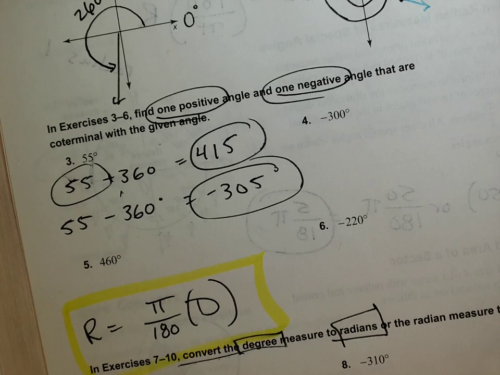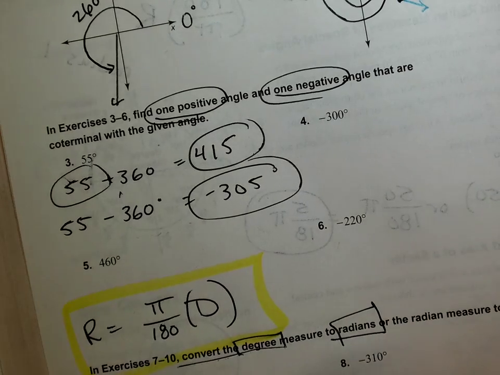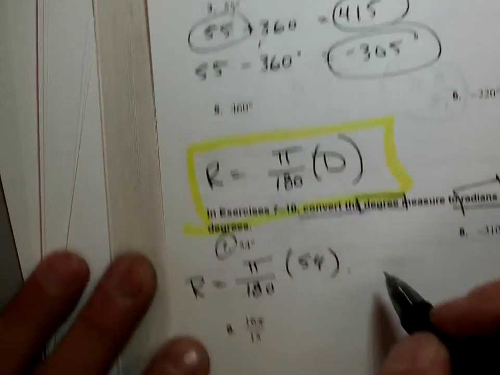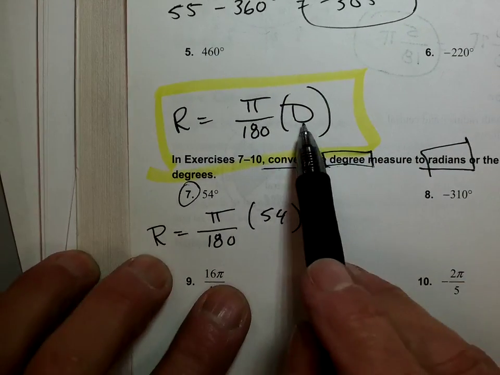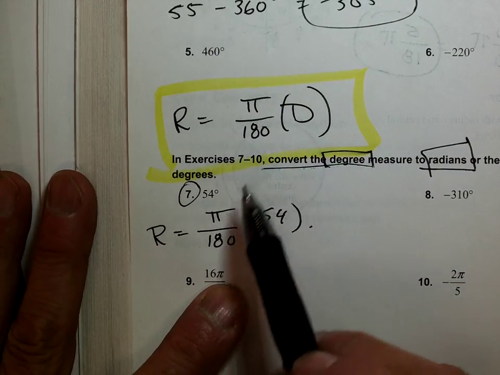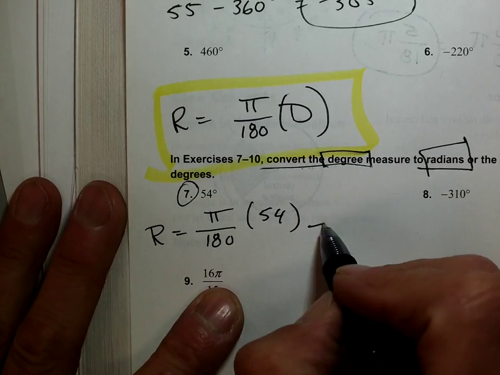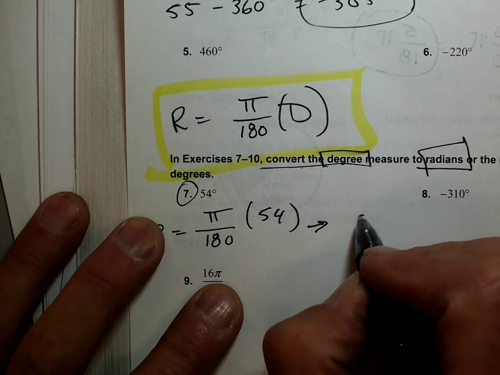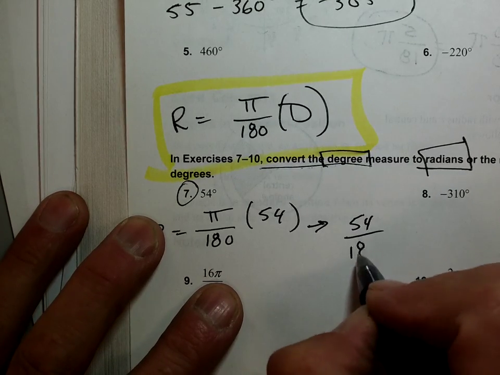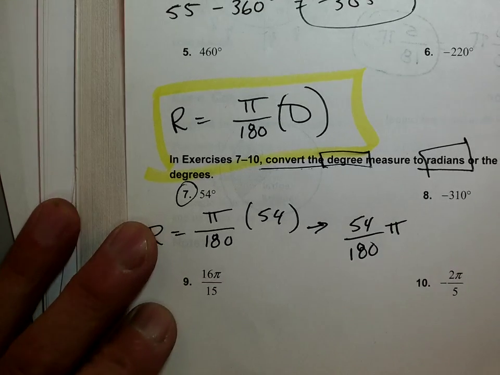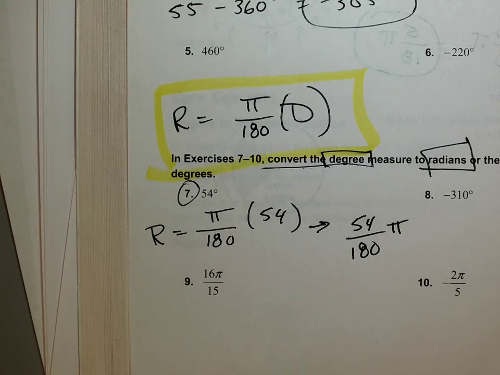Now I want my answer as a reduced fraction. So let me rewrite this. Yeah, sorry, Katie. So I plugged my 54 right in for the degree. It's that easy. Just put the 54 in there. So I want to reduce the fraction. Let me rewrite this as 54 over 180 pi. Now your calculator will reduce.